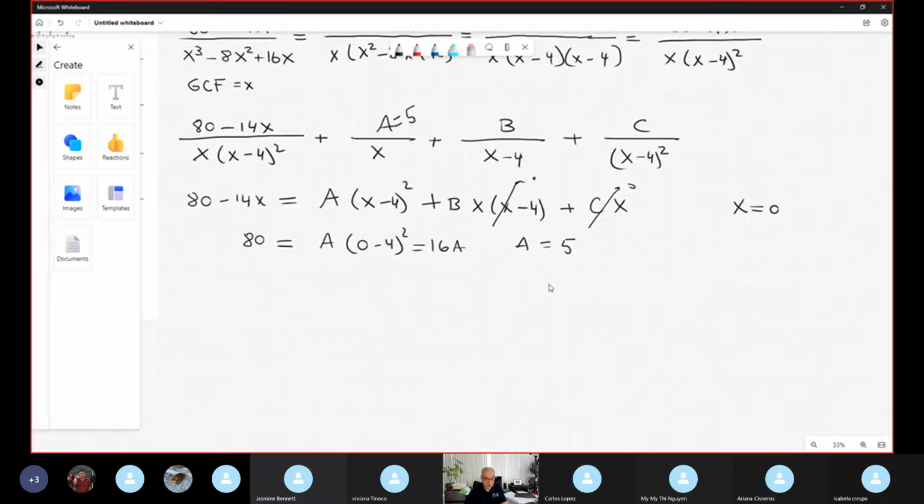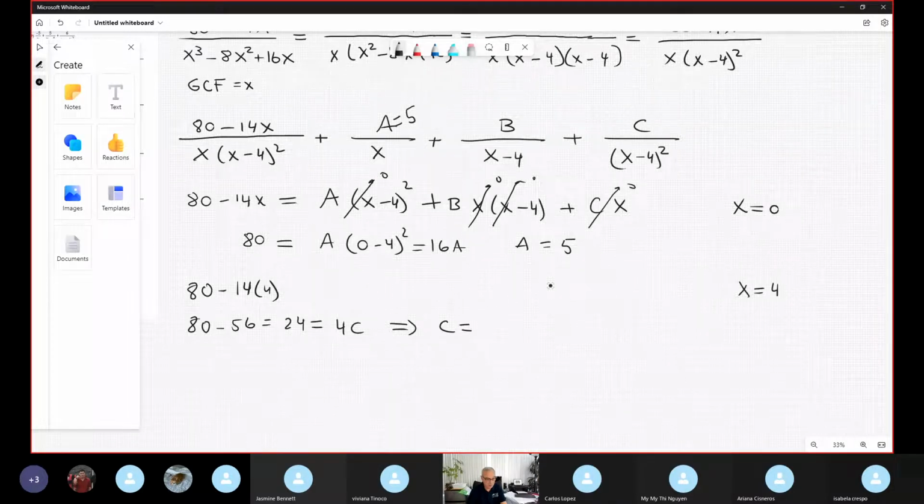Suppose another smart value, 4, sorry. When you create 4 here, this guy is gone, and it stays C. So 80 minus 14 times 4. 14 times 4 is 56. So 80 minus 56 is 24. I saw A is cancelled, B is cancelled, and C stays, only 4C. Therefore, divided by 4 both sides, C is equal to 6.